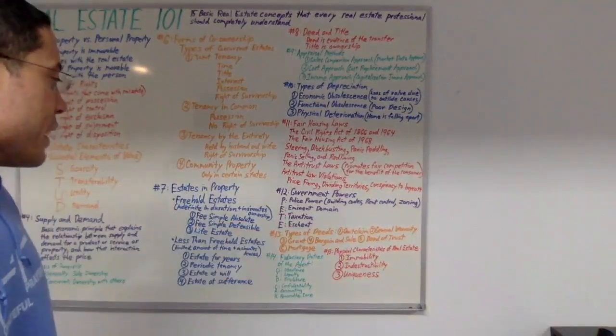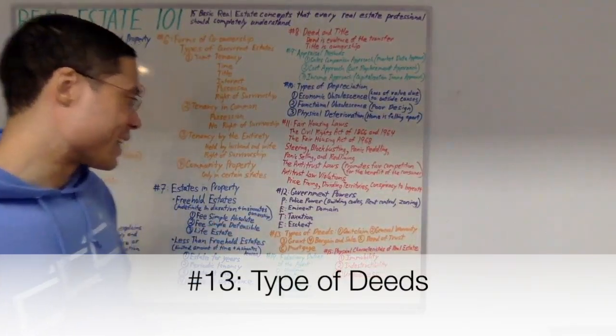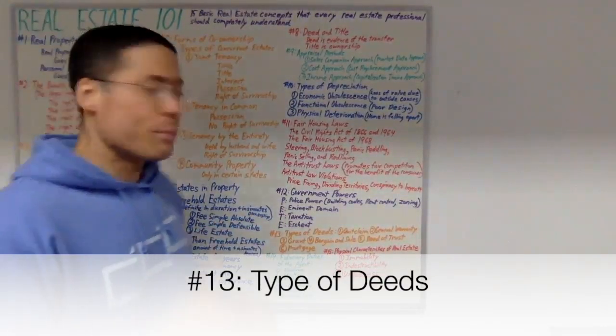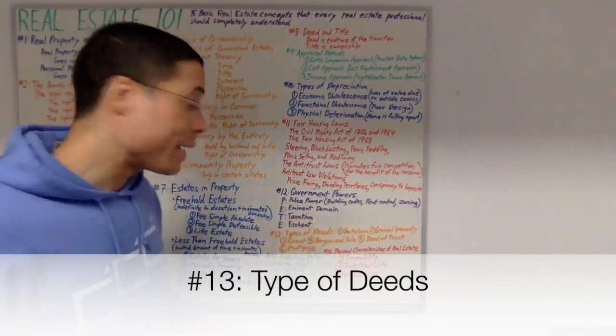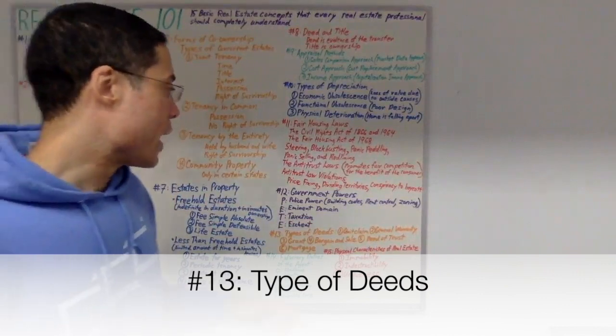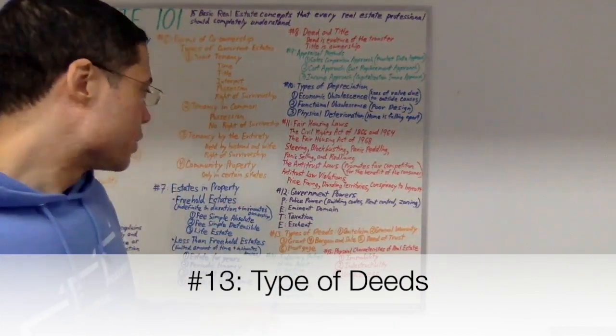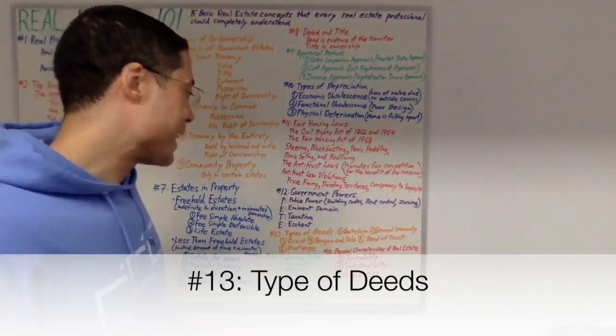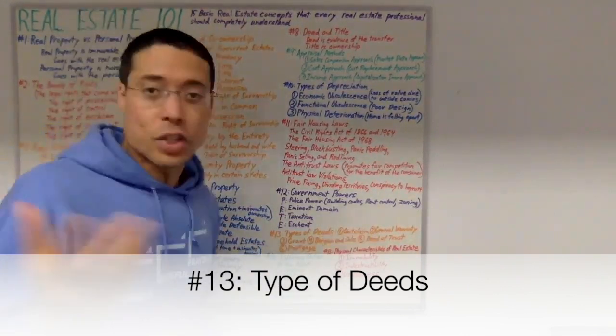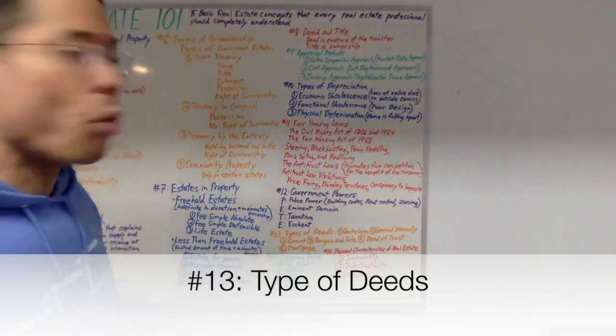Concept number 13, types of deeds. What are some types of deeds? Well, you have quitclaim deed, right? You have general warranty deed. You have grant deed. You have bargain and sale deed. You have deed of trust and mortgage deed.